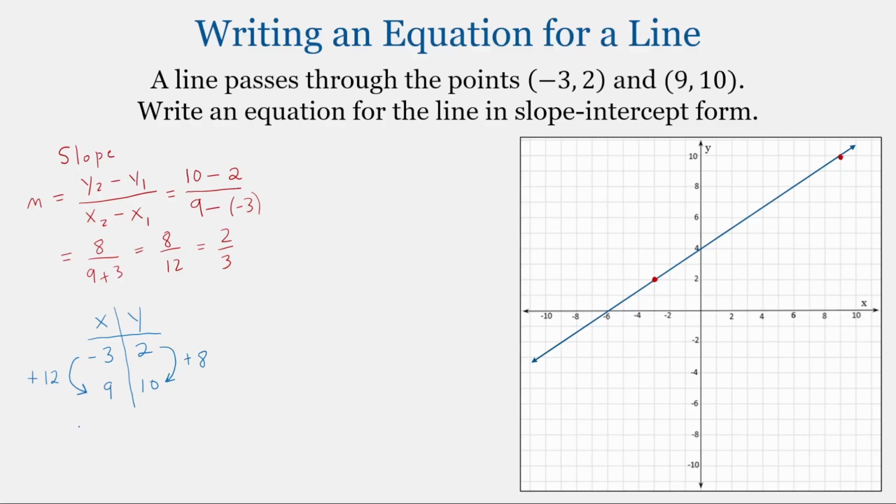Again, we're still looking at that change in y over the change in x. So this is a change of y, which was 8. The change of x was 12. This is 2/3. We have that same value. And then a third method for finding the slope is to actually count the change on the graph itself.